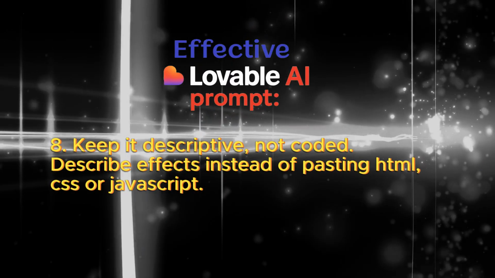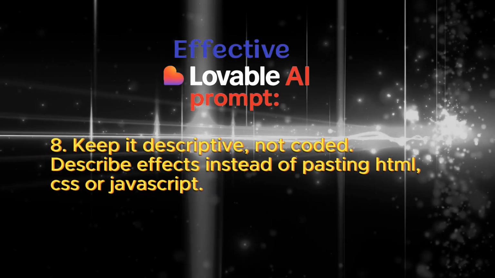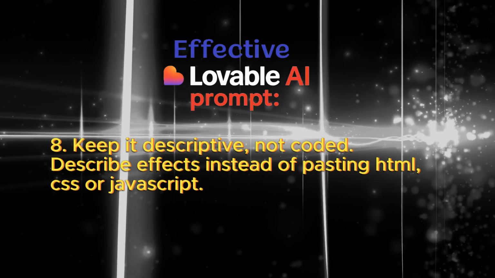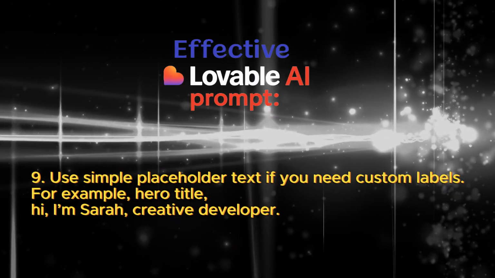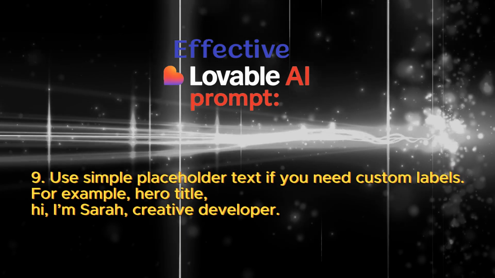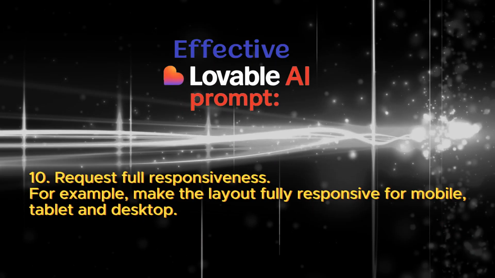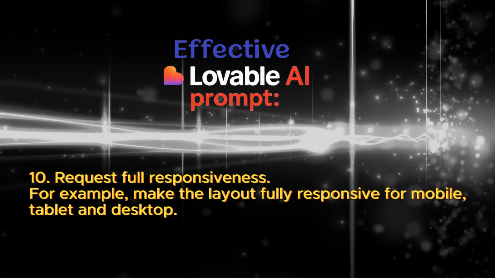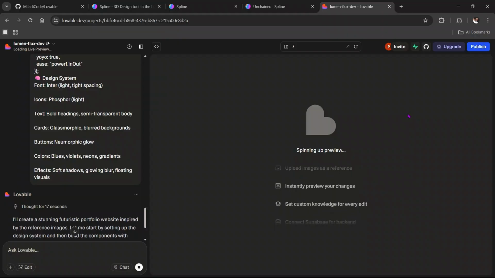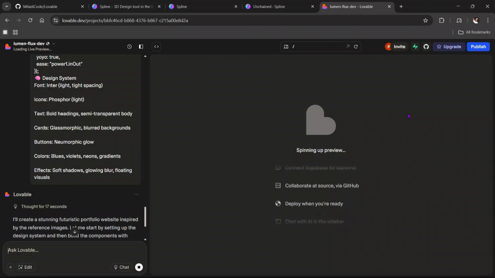8. Keep it descriptive, not coded. Describe effects instead of pasting HTML, CSS, or JavaScript. 9. Use simple placeholder text if you need custom labels. For example, hero title, "Hi, I'm Sarah, creative developer." 10. Request full responsiveness. For example, make the layout fully responsive for mobile, tablet, and desktop. If you run into any trouble, just ask Lovable to fix it. If you use the prompt I provided, you won't get any trouble.